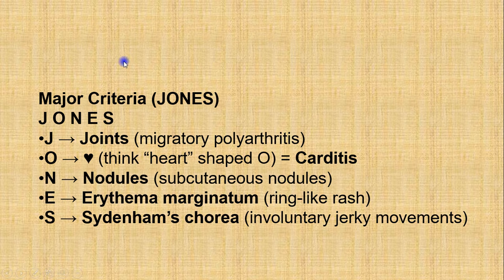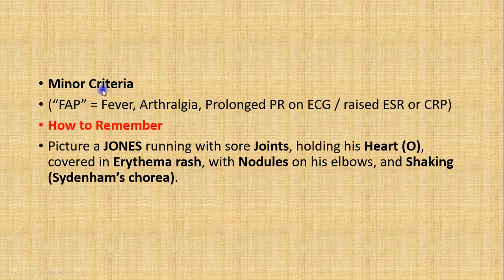So, how can you remember the major criteria? To remember the major criteria, you consider Jones. J for joints, that's migratory polyarthritis. O, you think about the heart shaped like an O, that's carditis. N for nodules, that's subcutaneous nodules. E for erythema marginatum, that's ring-like rash. S for Sydenham's chorea, involuntary jerky movements, also known as St. Vitus's dance.